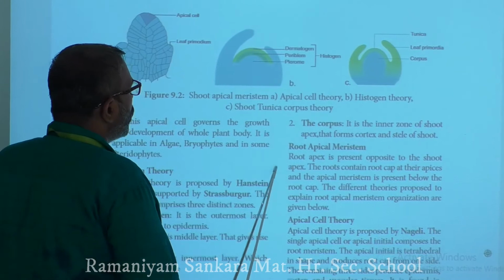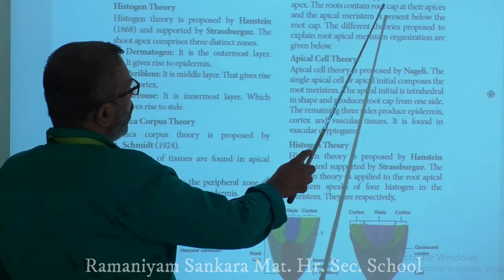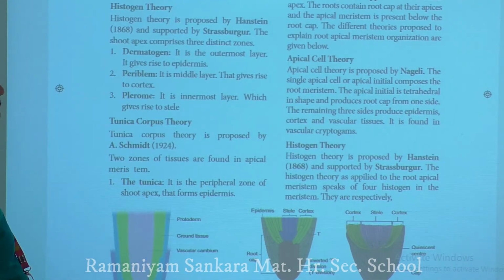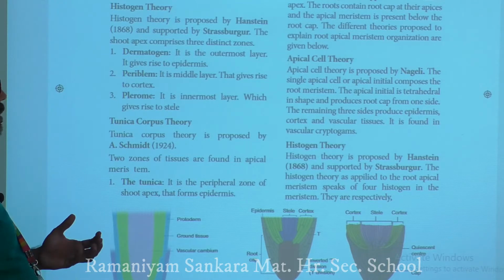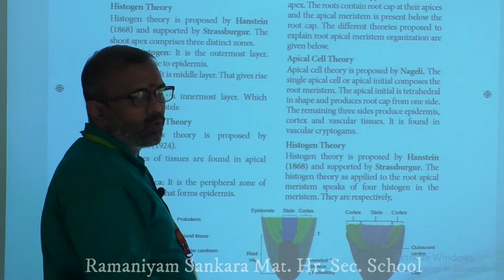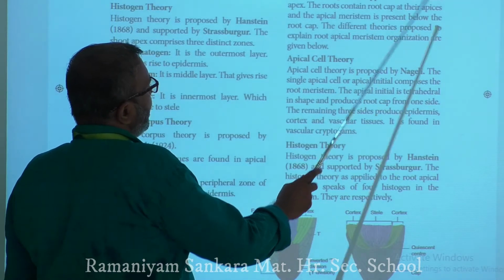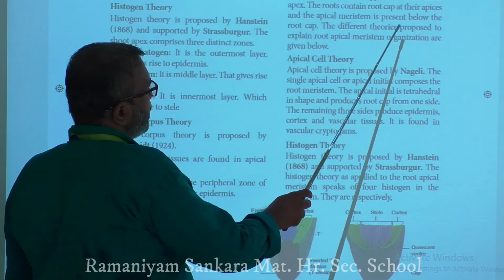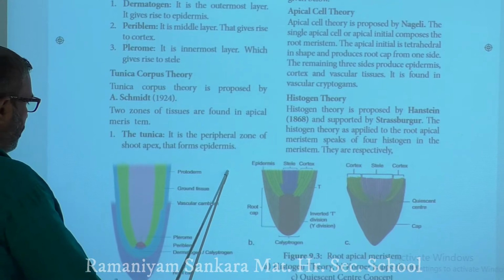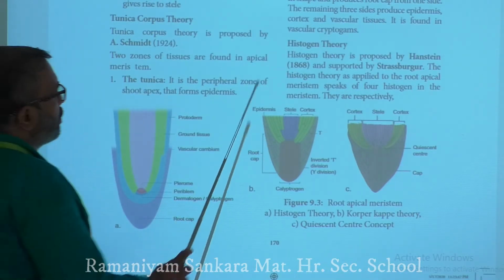Next one, root apical meristem. The root apex is present opposite to the shoot apex. The root contains the root cap at the apex, and the apical meristem is present below the root cap. That is called the root cap.